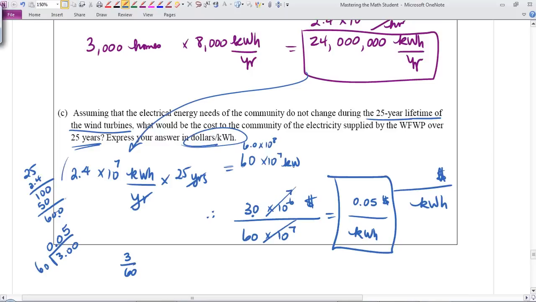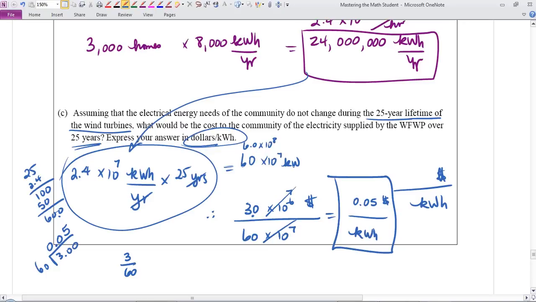So we just needed to know what was the total amount of kilowatts that would be used over the 25 years, and then divide it by the total amount of money that was spent for the 10 turbines over the 25 years. So then it becomes a pretty simple calculation. You're just going to have to get good at doing them without a calculator.